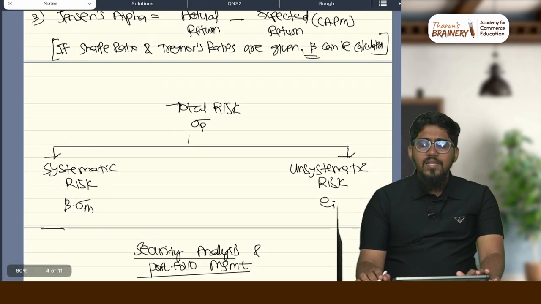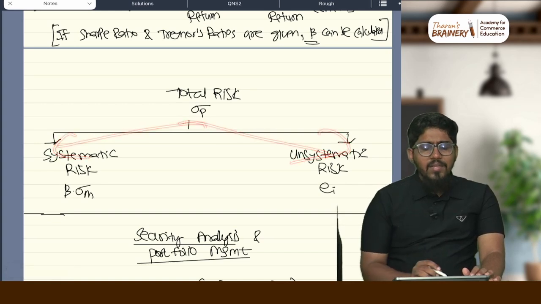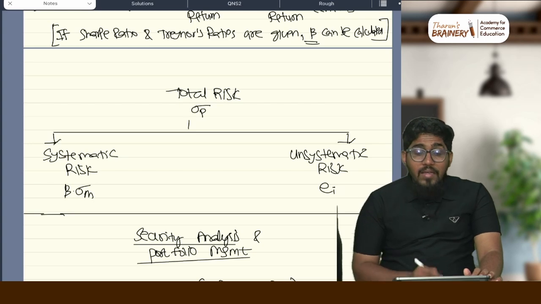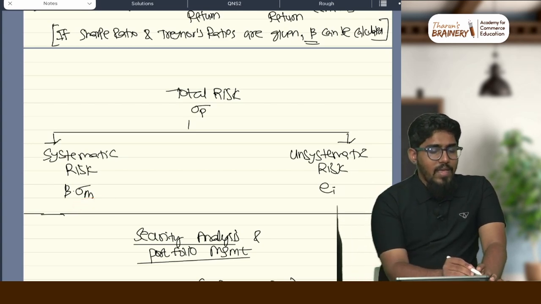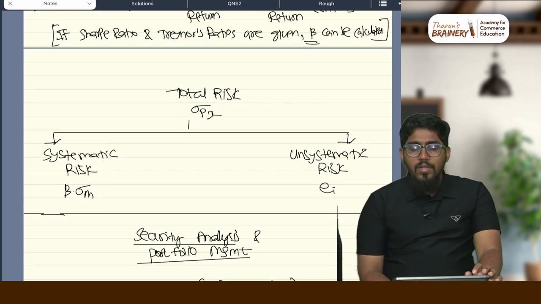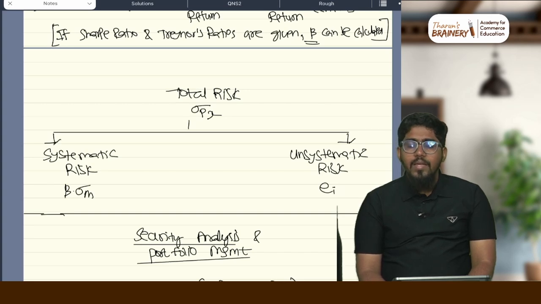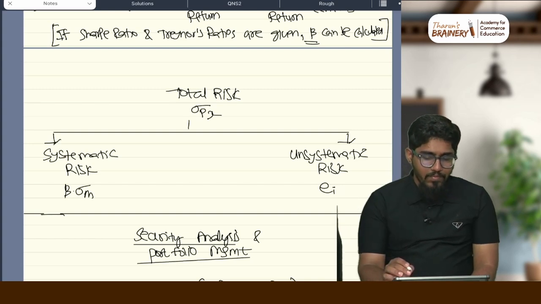Sir, this total risk is there, right? It is bifurcated into systematic risk and unsystematic risk. Systematic risk is nothing but beta into standard deviation of the market, not the standard deviation of the security. If I have total risk, the systematic risk is beta into standard deviation of the market. It will be common for all. And unsystematic risk is the standard error, I mean standard deviation of the standard error.